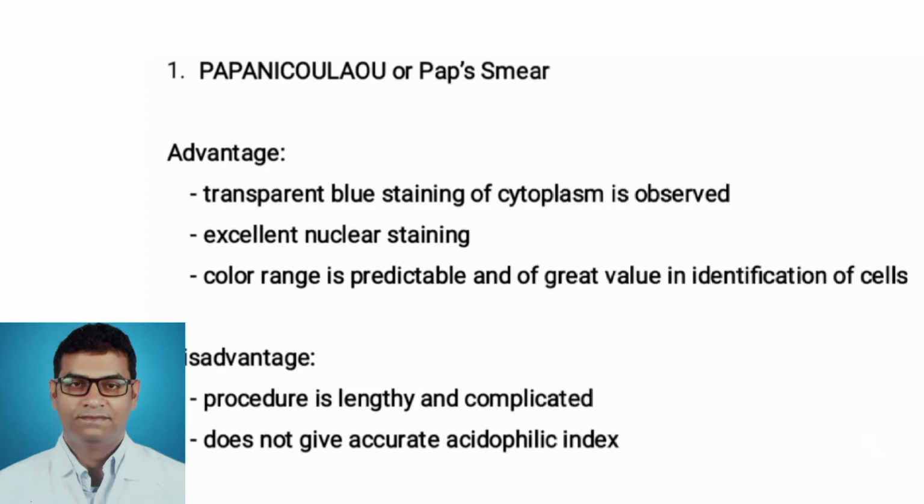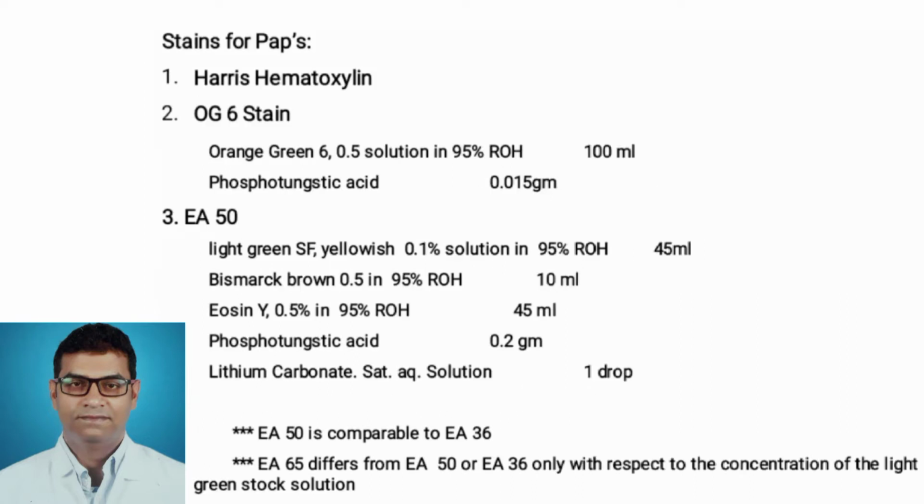Coming to the staining procedure. Pap stain is used and the Pap smear is prepared. Advantages: transparent blue staining of cytoplasm is observed. There will be excellent nuclear staining. The color range is predictable and is of great value in identifying the cells. The disadvantage with this Pap stain is that the procedure is very lengthy and complicated, and it does not give an accurate acidophilic index.